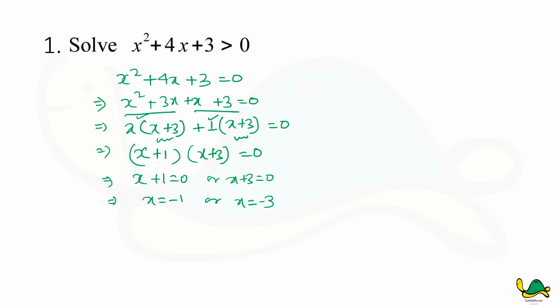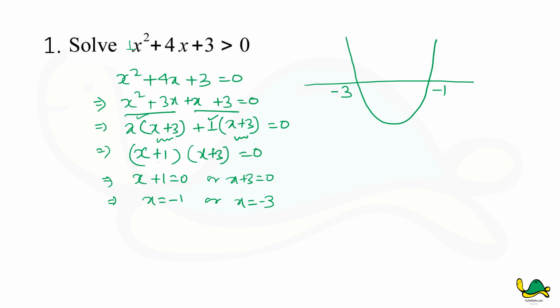Now look at this quadratic. The coefficient of x squared is positive. If nothing is written, it means 1 is there and it is positive. Now, if it is positive, it means that we will have a concave up parabola. And the x-intercepts, which are the solutions of this quadratic, if I plot them on this parabola, I will have negative 3 and negative 1.